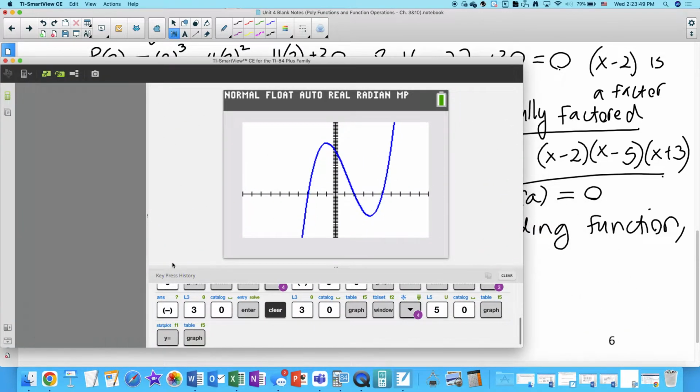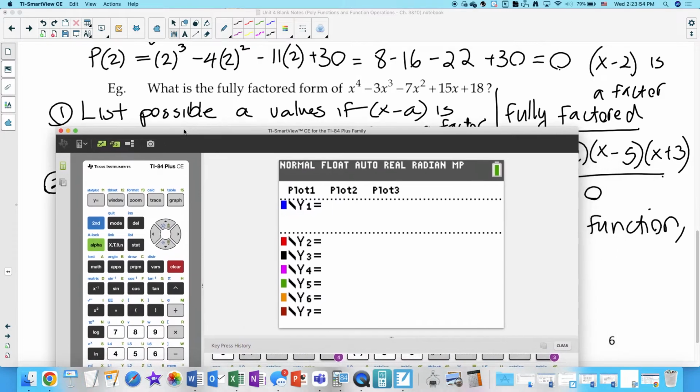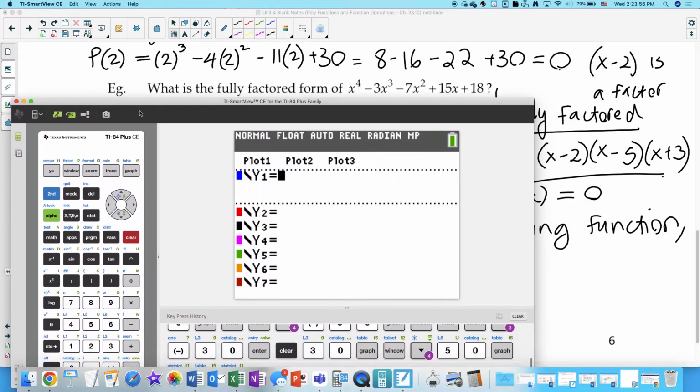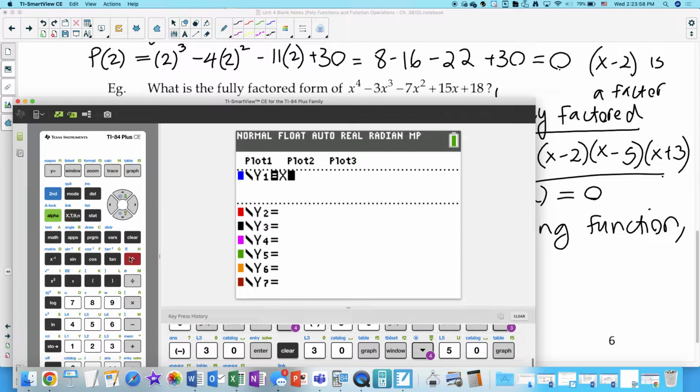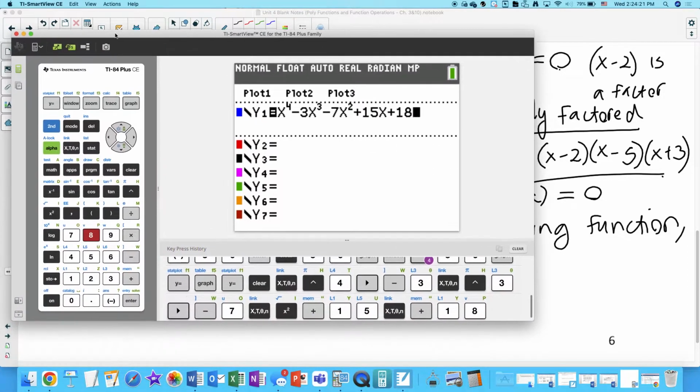Okay, so I'm going to clear this one. And I'm graphing x to the 4 minus 3x cubed minus 7x squared plus 15x plus 18. Okay, and I'm just going to hit zoom standard.